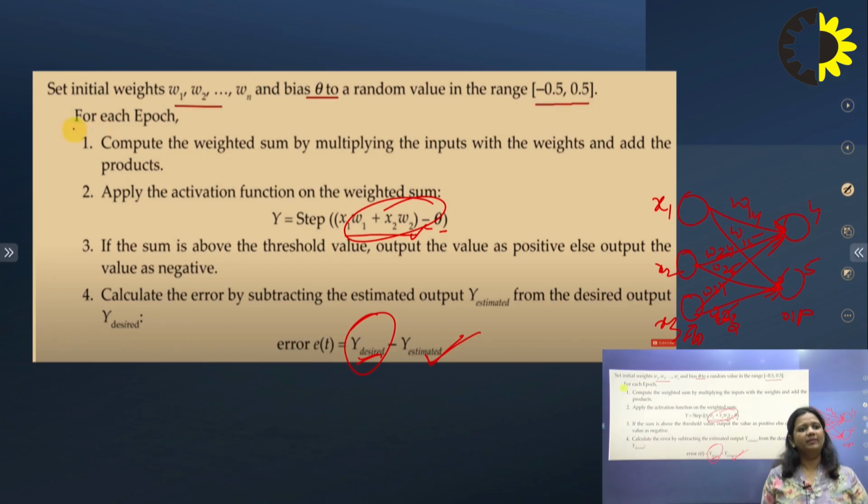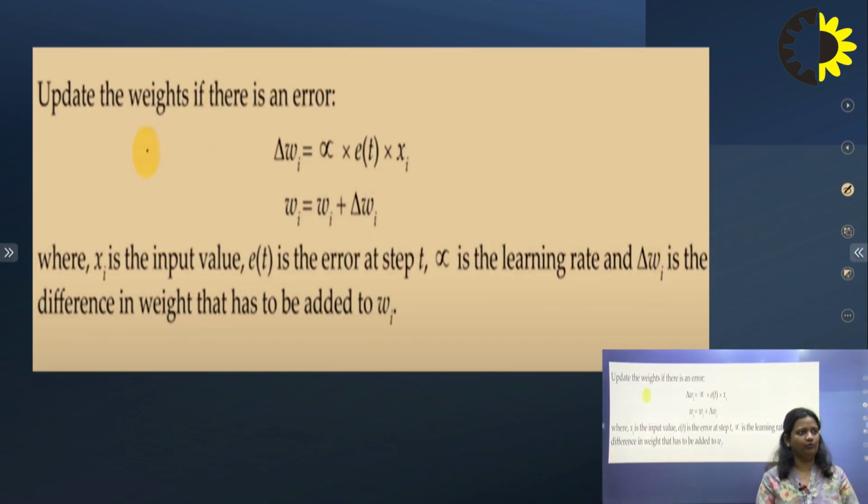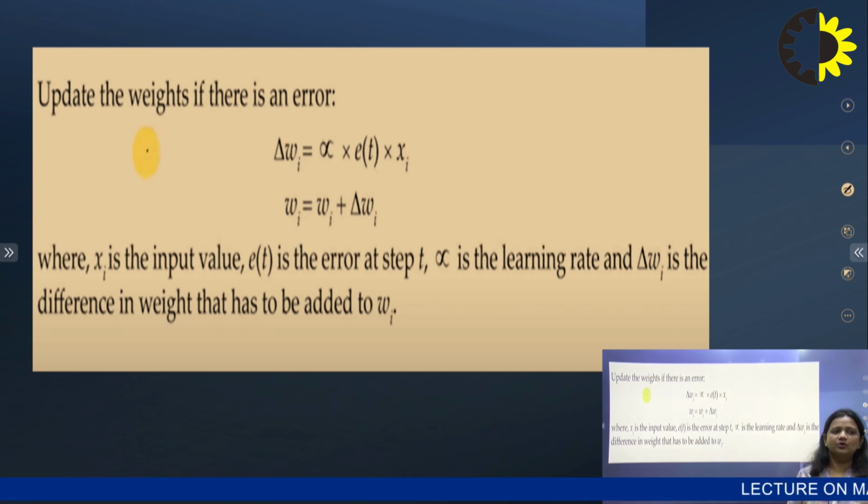Calculate the error by subtracting the estimated output from the desired output. So this is how we calculate the error between the desired and the expected output. Update the weight if there is an error. If we found the error between the expected and the desired output, according to the perceptron learning rule, we have to adjust the weight.